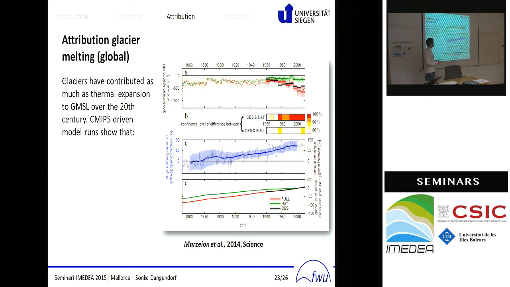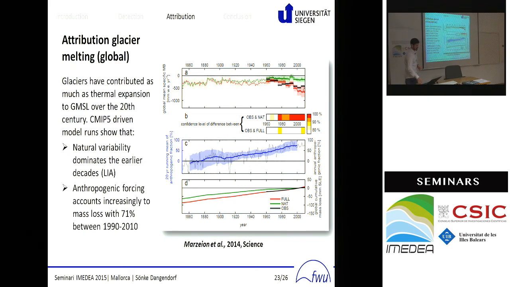And after this little ice age, the warming in the beginning of the 20th century has resulted in an increasing glacier mass loss due to natural variations, because the little ice age was a natural variation. And then just in the later part, in the second half of the 20th century, the anthropogenic forcings dominate the observed glacier melting, meaning that the natural variability is important for the glaciers, but it cannot explain everything. And for instance, over the last period from 1990 to 2010, in that assessment, 71% of the observed glacier melting is related to anthropogenic forcing.